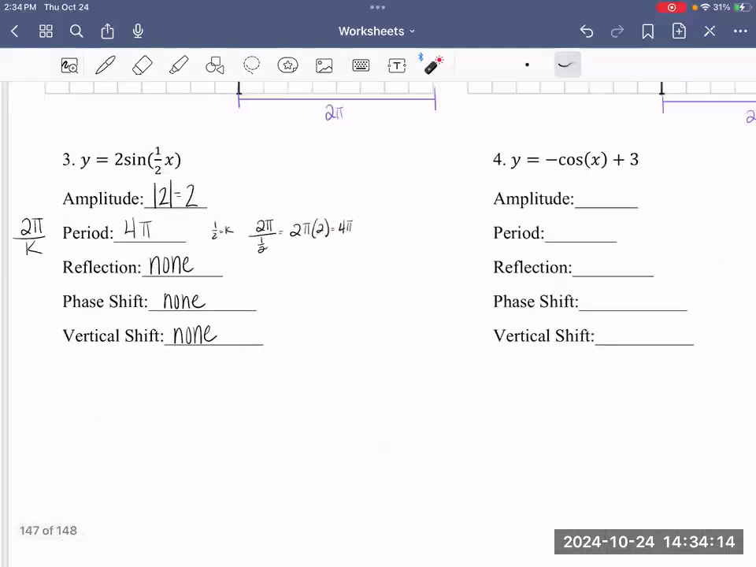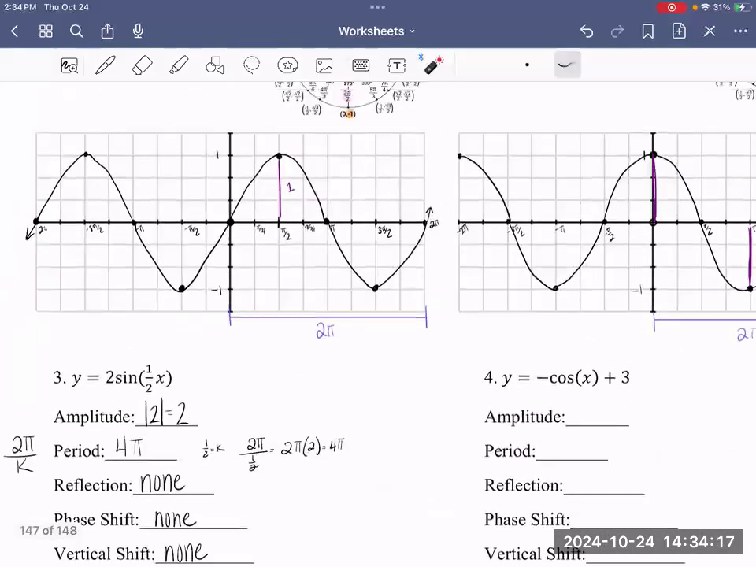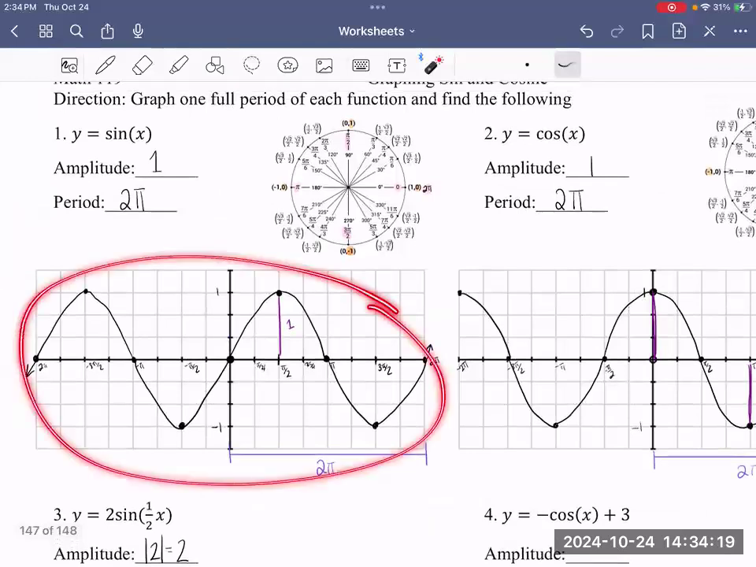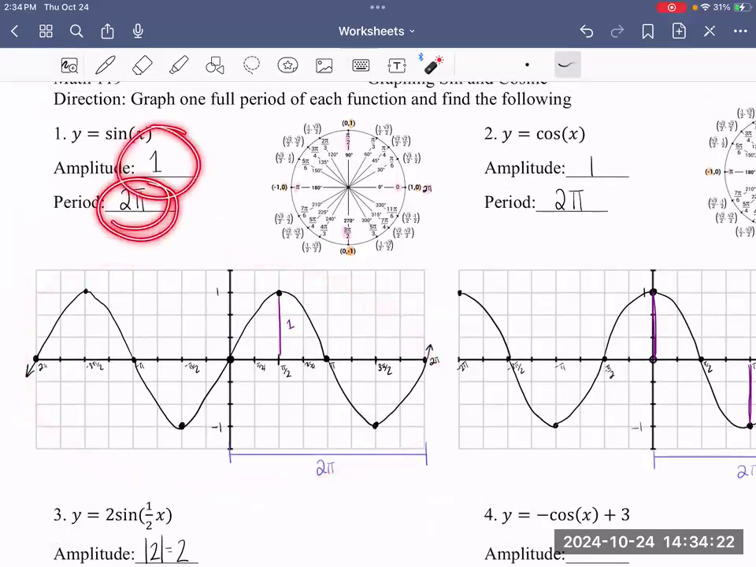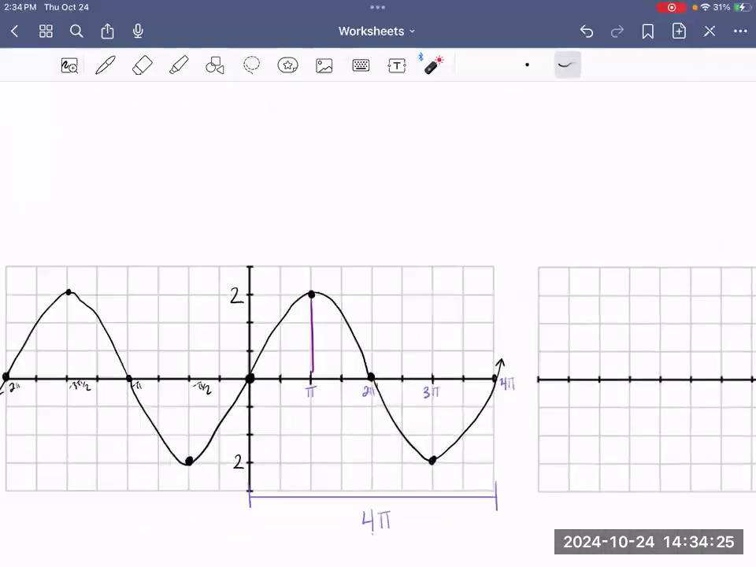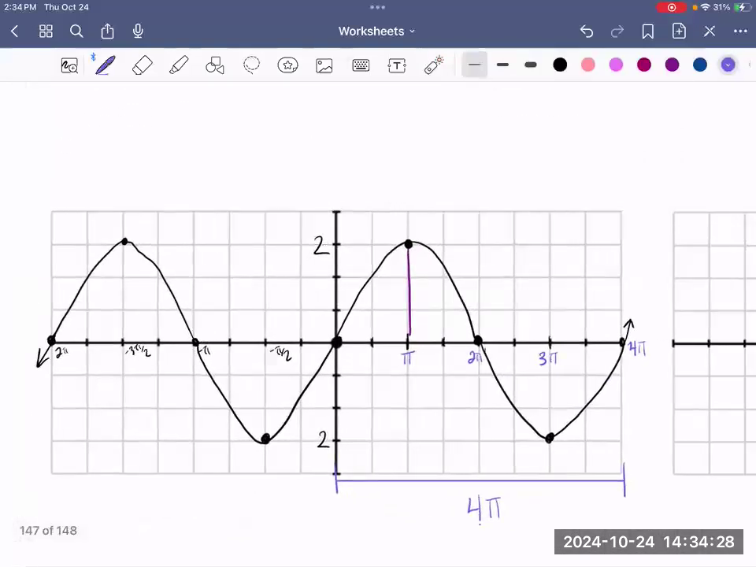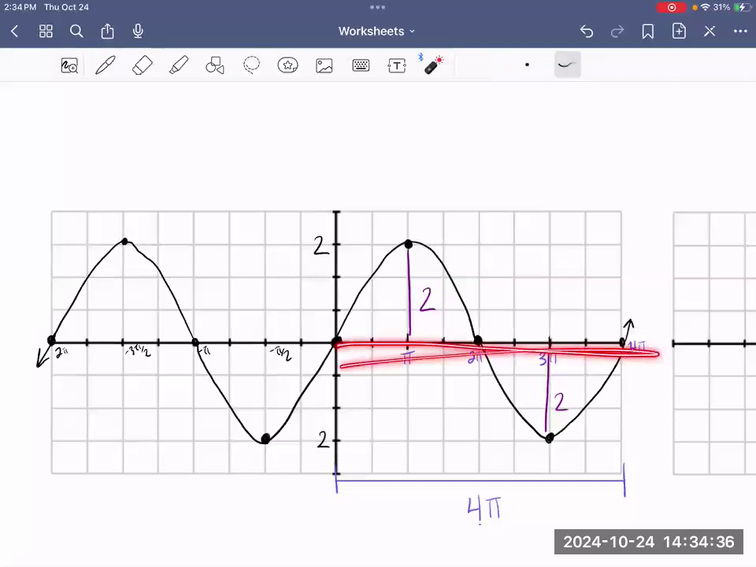So if we don't have any sort of shift left, right, or up or down, we can take your original graph and manipulate it based on your period and your amplitude. So we now have a stretch of 2, and that's again the height of each wave is going to be 2, and it takes us a whole 4 pi now to achieve a full revolution. And again, I'm going to adjust these negative values over here to show it on the other side. So this would be negative 4 pi, negative 3 pi, negative 2 pi, negative pi, and again, 0.